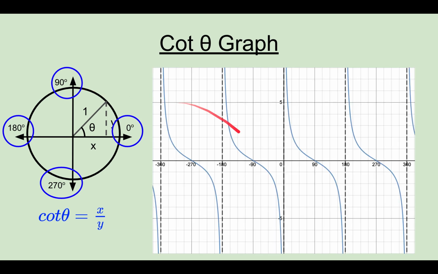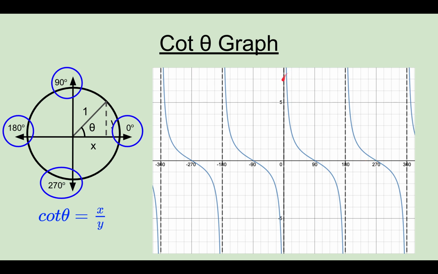And you can see that's just what it is. So at 0 degrees, I get a vertical asymptote, right? Because y is 0 there, and I'm dividing by 0. And then I get a 0 at the 90 degrees, another asymptote at 180, and then another 0 at 270. Okay, now look at cotan. Cotan's always decreasing, right? Which is kind of interesting.